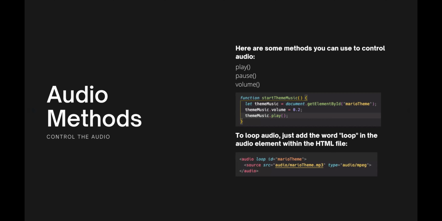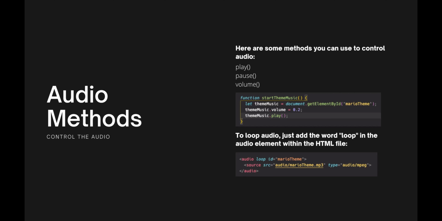Now, play is what we're going to use to start the music when you open up the site or press the button to start, things like that. If for whatever reason you needed to pause the music, then you would just use pause. And then I added volume in there because sometimes when you download your theme music or your sound effects, they're too loud or not loud enough. And every now and then you're going to have to adjust the volume.